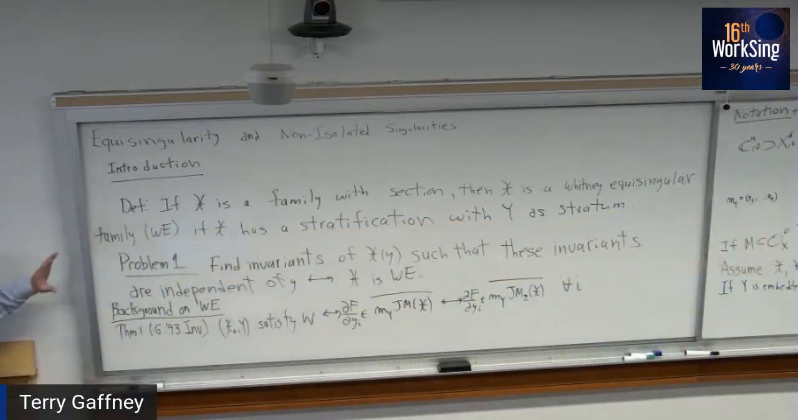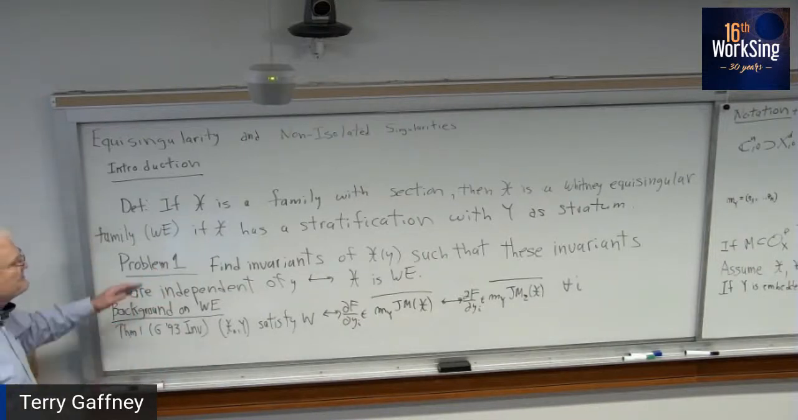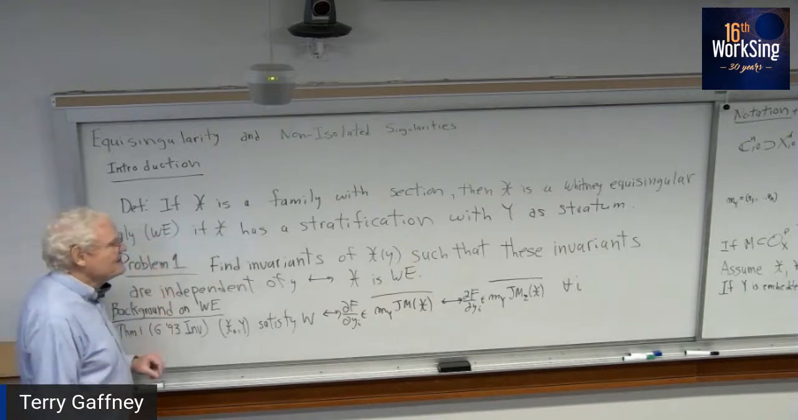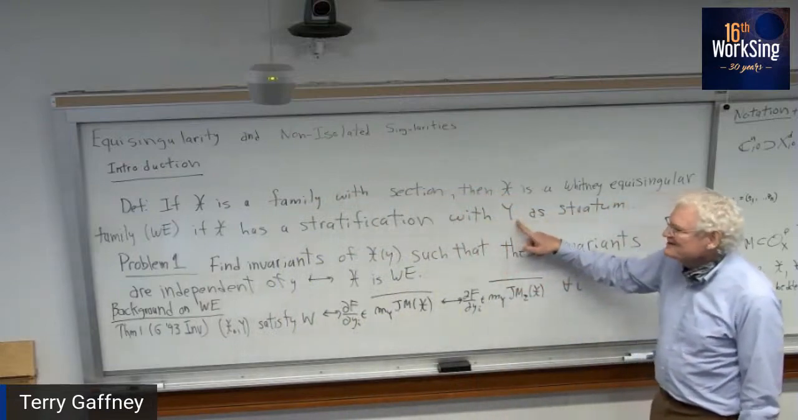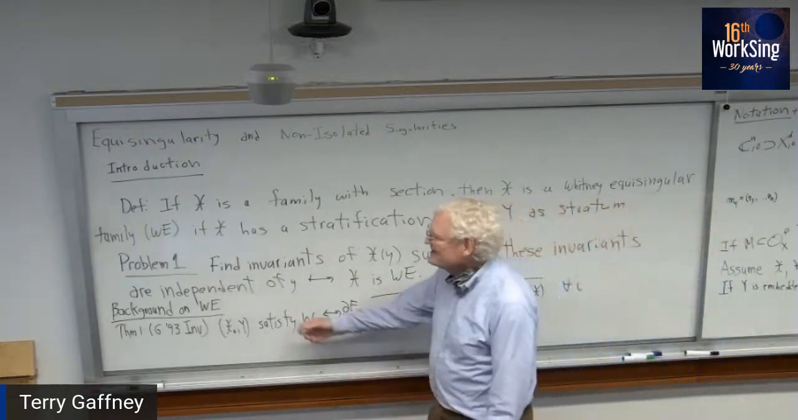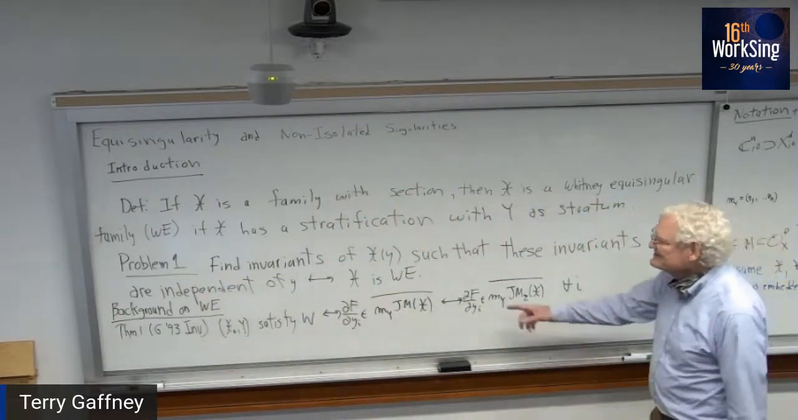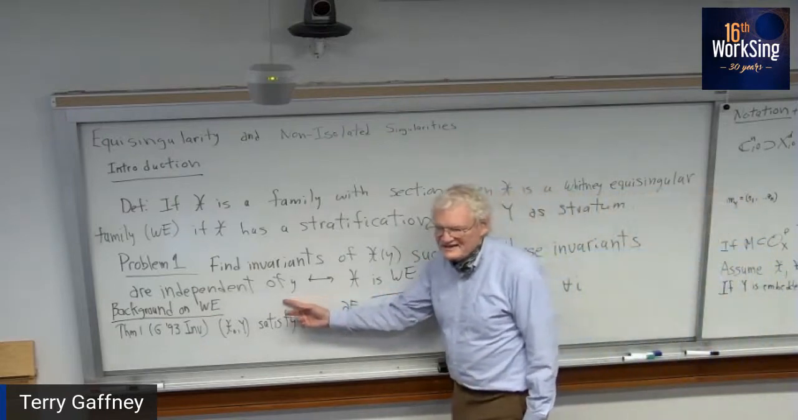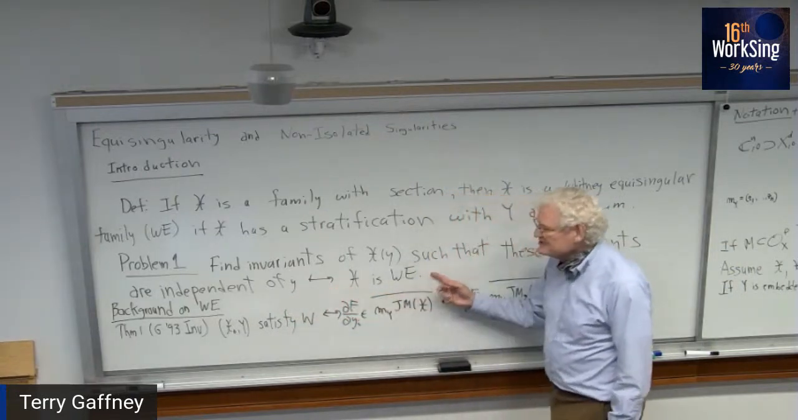So now I can start talking about the problem that I'm interested in working on here. If I have a family with section, then I say that the family is a Whitney equisingular family, which I abbreviate by WE, if X has a stratification with Y as a stratum. Okay, so here's the problem that has consumed me for the last 30 years. We want to find invariants of our family such that these invariants, being independent of Y, is a necessary and sufficient condition for the family to be Whitney equisingular.